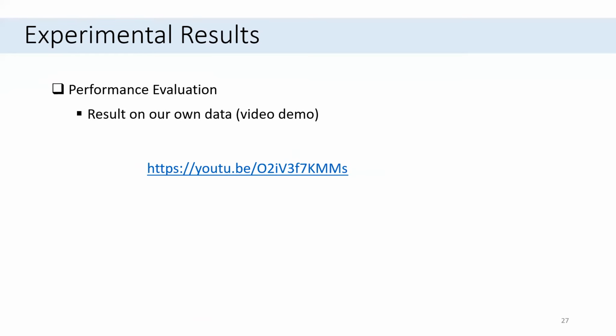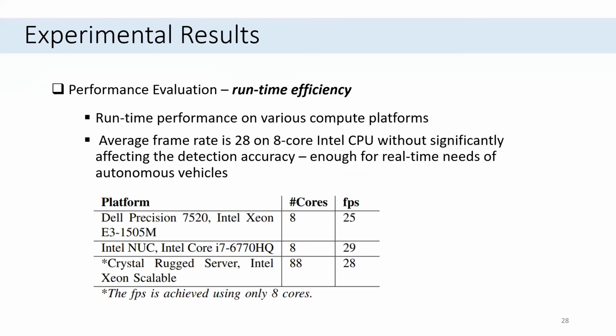We have a demonstration video on this YouTube link. The other performance measure is runtime efficiency. We tested our method on 3 computer platforms targeting only CPUs. On average, our method runs at 28 frames per second, which is enough for real-time operation of self-driving vehicles. Our main computer, the Crystal Rugged server, which contains Intel Xeon Scalable CPUs, has 88 cores, but out of this, we used only 8 cores for the lane detection part.